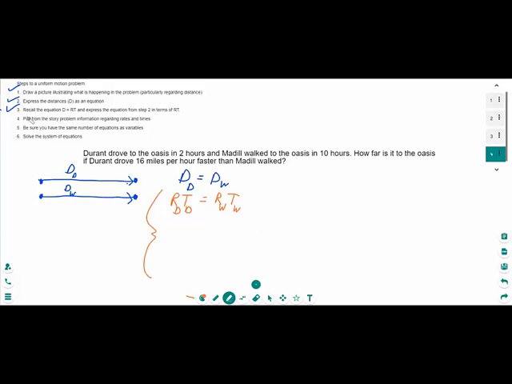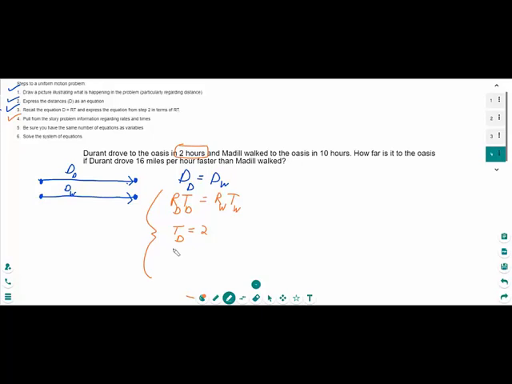Now we need to pull things from the story problem to get some more information. So Durant drove to the oasis in 2 hours. What's 2 hours? That's time. So we have the time of driving, because this is where he drove. So the time sub d is equal to 2. Okay? And Maddel walked to the oasis.